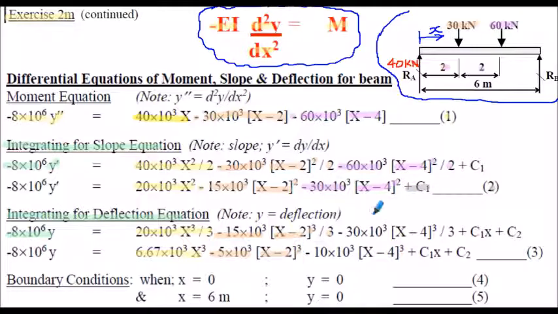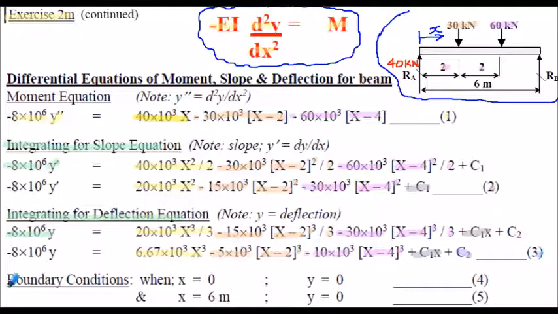And integrating the third term of equation 2, that becomes negative 30 times 10 to the 3 x minus 4 to the power of 3 divided by 3. And that simplifies to negative 10 times 10 to the 3 multiplied by x minus 4 to the power of 3. We're also integrating the constant C1, so that becomes C1 x. And of course we now have to add constant C2 as we've integrated a second time. That gives us equation 3.